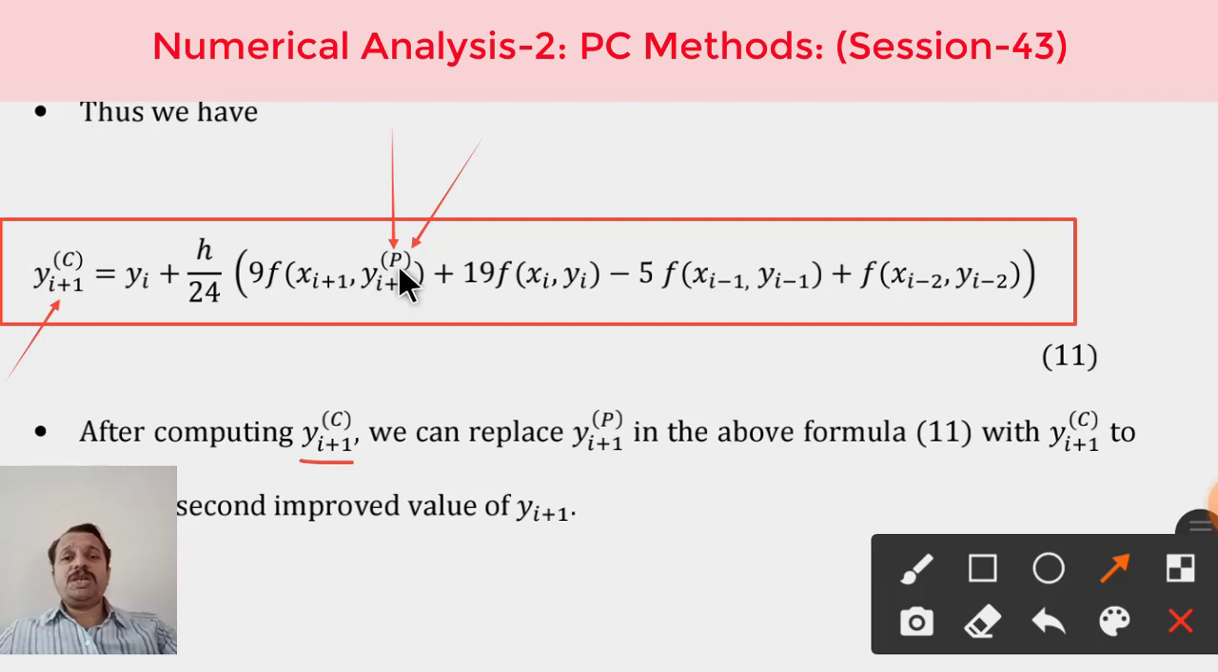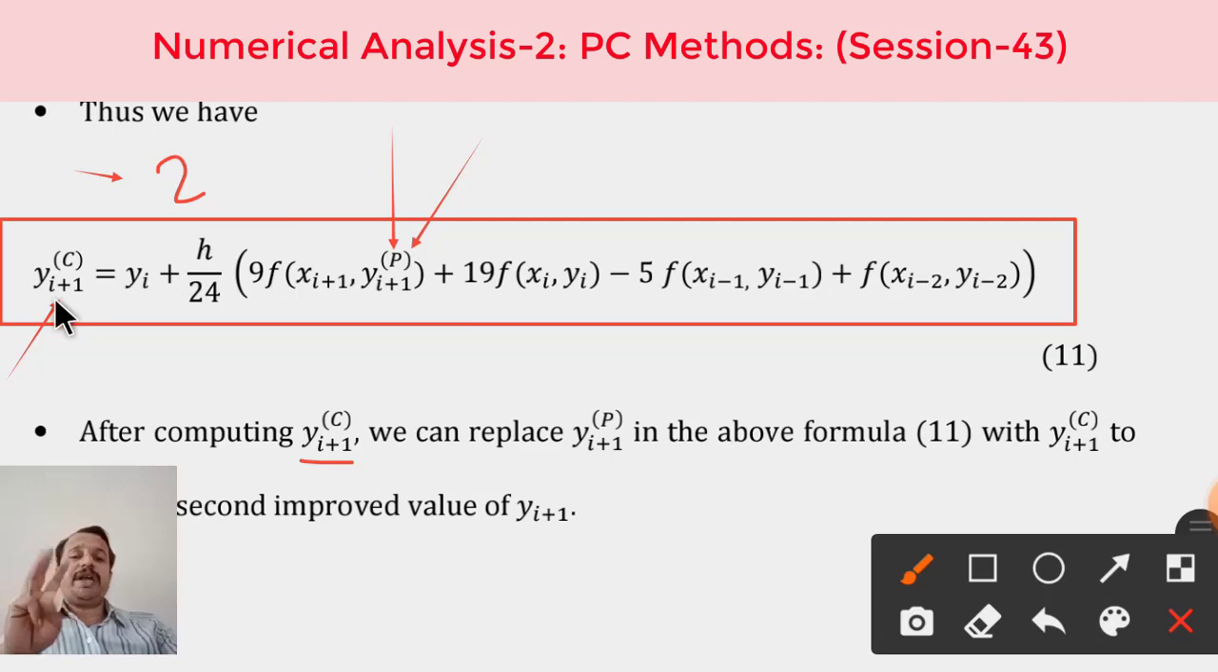Instead of using this predicted value, I can use this new value here in place of this and I can get the second correction to y_{i+1}. That is the second iteration. And I can go for the third iteration also, because I have the second iterated value, the second improved value, and I can use it in place of y_{i+1} here.